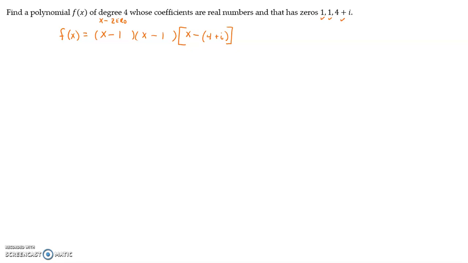And then remember that if you have a complex 0 in the form 4 plus i, then you also know that your last 0 here is going to be 4 minus i. So our fourth set of parentheses, or brackets, is going to be x minus my 0, which is 4 minus i. So there it is in factored form.